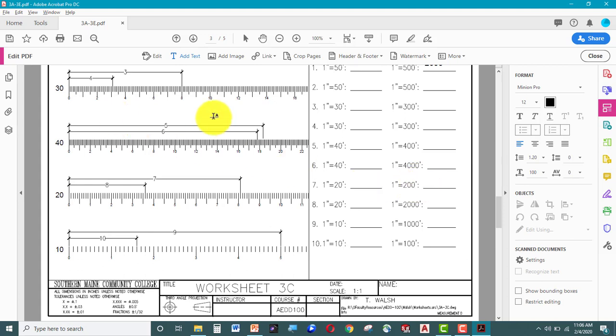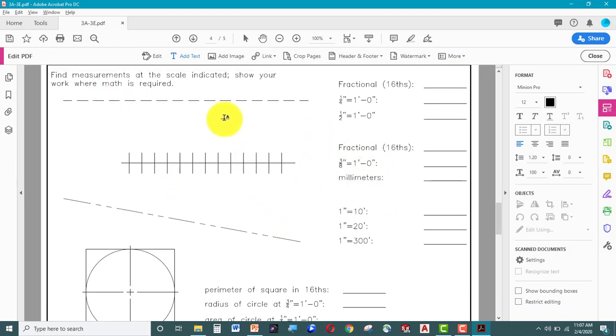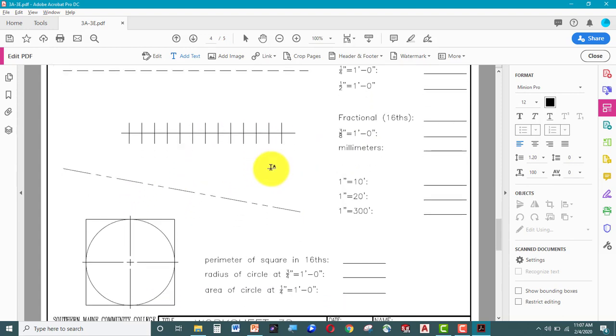So I just want you to fill out the correct measurement on each one of these. And the last page asks you to measure a bunch of lines using various scales. We'll be going over this in class as well, but I want you to do as much of this as you can.